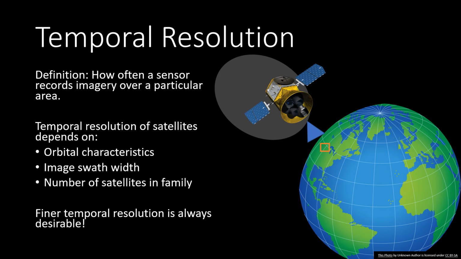Temporal resolution is often used to describe satellite imagery and refers to how often a sensor records imagery over a particular area. So for satellites, that's how long it takes a particular satellite to complete its orbit of Earth and return to the same spot, which is controlled by factors such as its orbital characteristics, the size of area being captured, and the number of satellites belonging to a certain family.